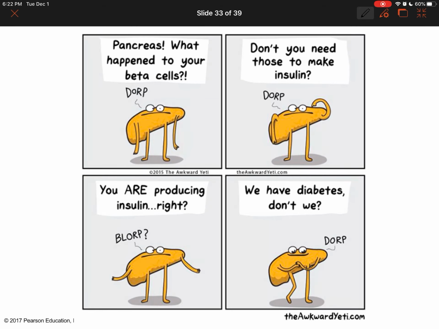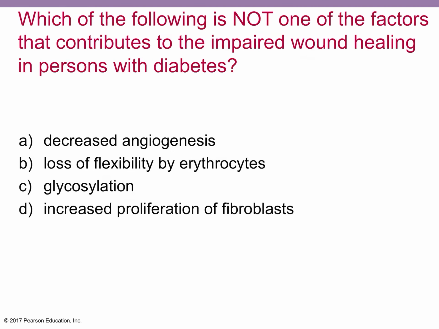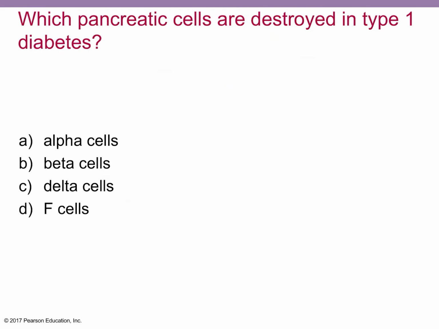Let's go ahead and look at the review questions we have. So this is just the pancreas, a little cartoon here. Which of the following is not one of the factors that contributes to the impaired wound healing in persons with diabetes? The answer is D. We're not going to increase proliferation, we're going to decrease the proliferation of fibroblasts.